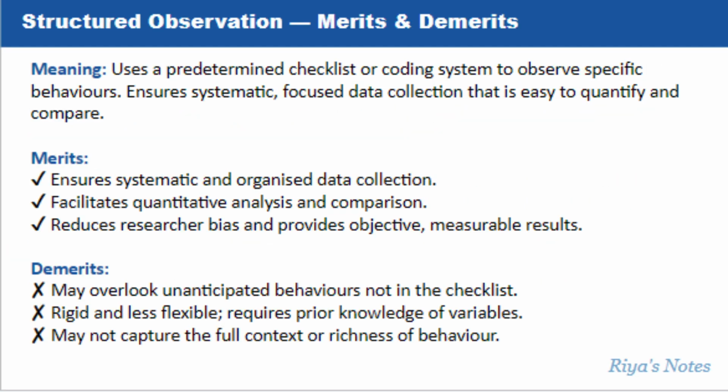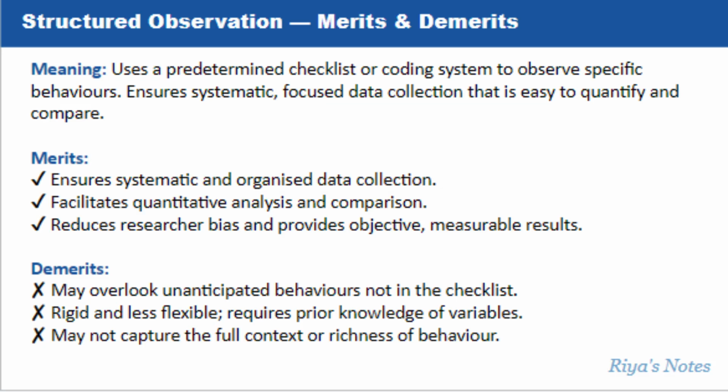Structured observation, merits and demerits. Meaning, uses a predetermined checklist or coding system to observe specific behaviors. Ensures systematic, focused data collection that is easy to quantify and compare. Merits. Ensures systematic and organized data collection. Facilitates quantitative analysis and comparison. Reduces researcher bias and provides objective, measurable results.